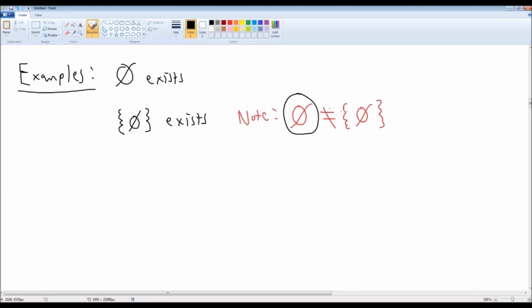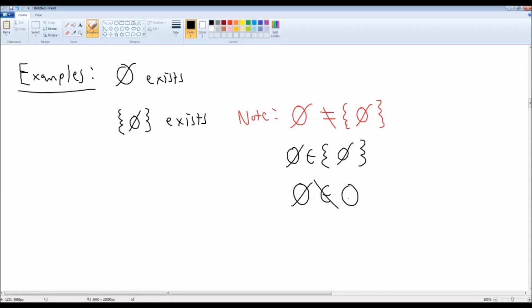So note that these two sets are distinct because this set, recall this notation, this just means the set of things which are equal to whatever is inside. So these are the set of things that are equal to the empty set. So the reason these are not equal is because the empty set is a member of this singleton, but the empty set is not a member of itself, okay? And by the axiom of extensionality, two sets are equal if and only if they have the exact same members, so therefore these two can't be equal.